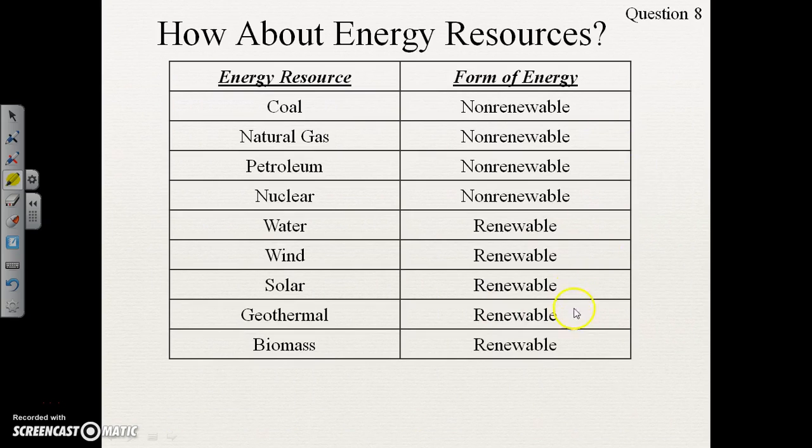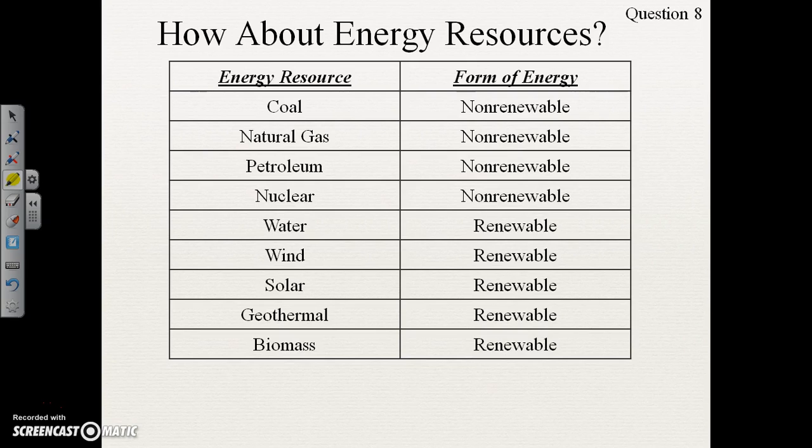So if we look at our sources of energy, coal, natural gas, petroleum, those are all non-renewable. It takes millions of years. We've talked about this before. It's made through fossils. Okay, that's why they're called fossil fuels. Nuclear, once it's used, it cannot be used again.